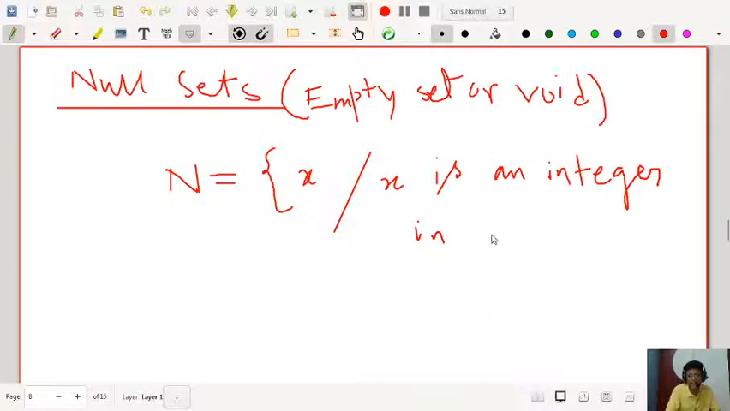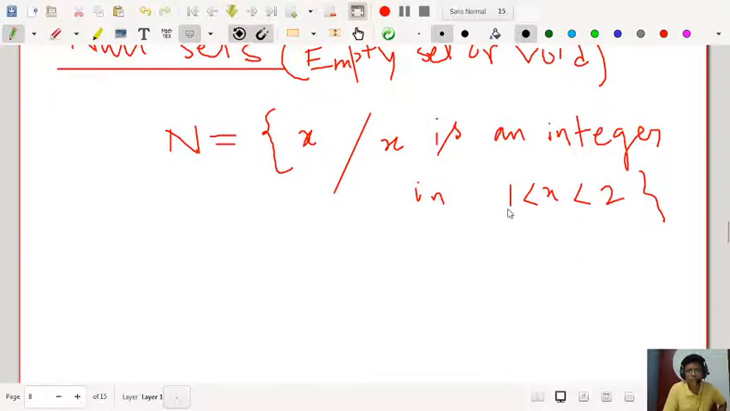N is an integer in 1 less than x less than 2. Do you know the symbols less than equal to? Yeah, I know it. Okay. So can you tell me what are the elements of this N?